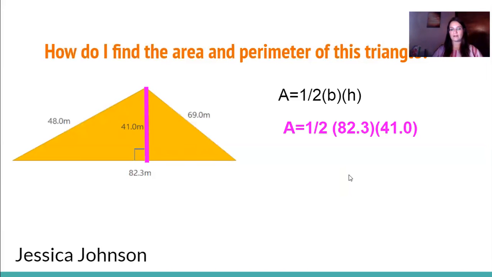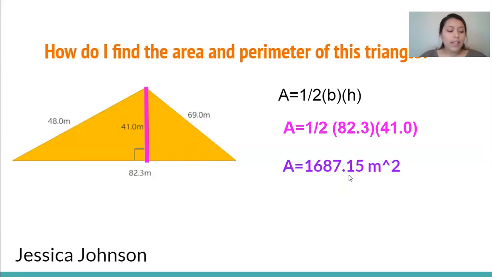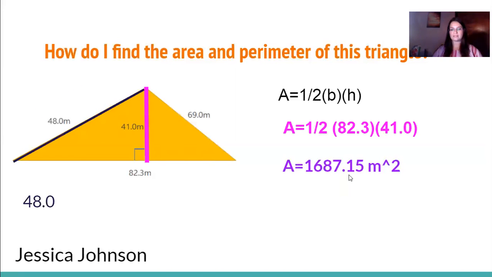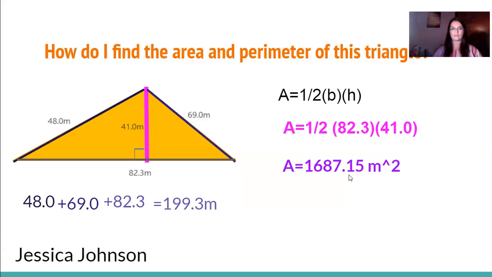Now, to find the perimeter. Does anyone remember how to find the perimeter? Oh, I do. I remember you add the numbers on the outside edges of the triangle. Yes, CC. To find the perimeter, we add the value of the outer edges together. Take 48.0 plus 69.0 plus 82.3 equals 199.3 meters.